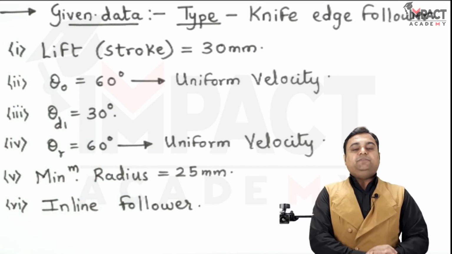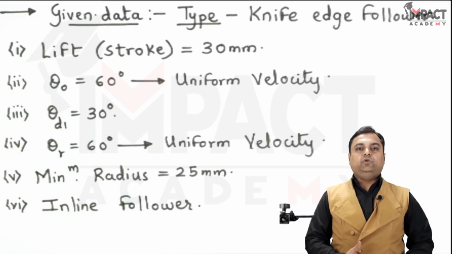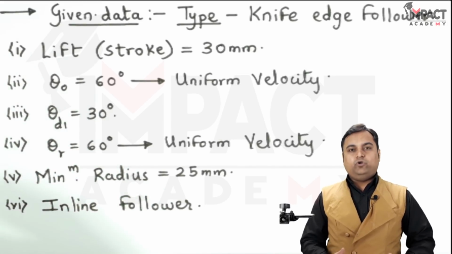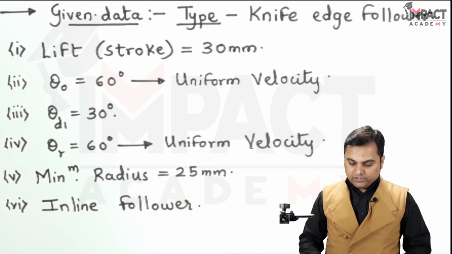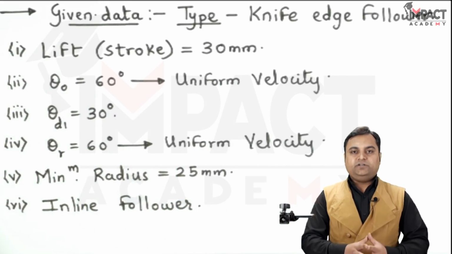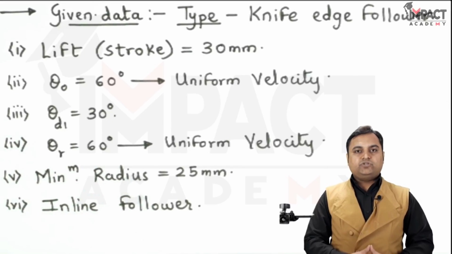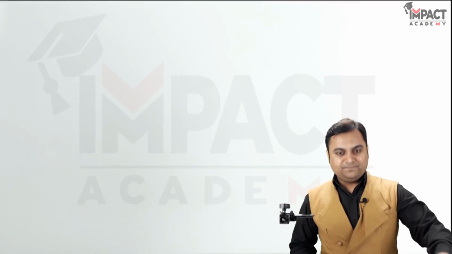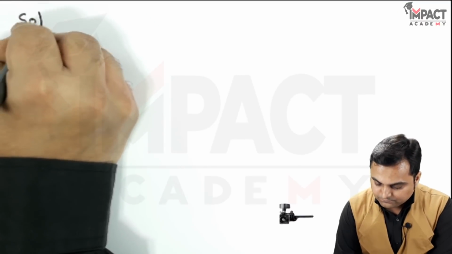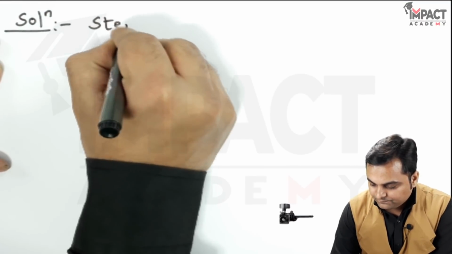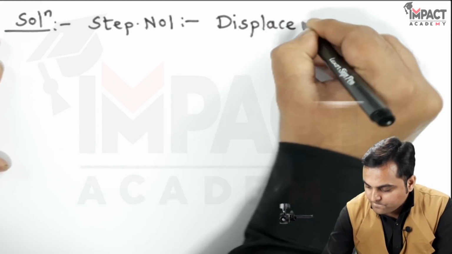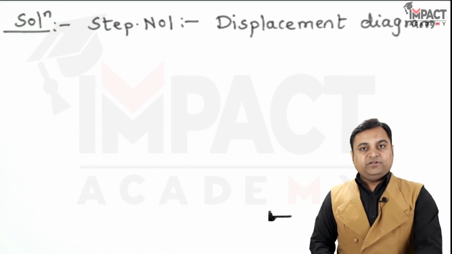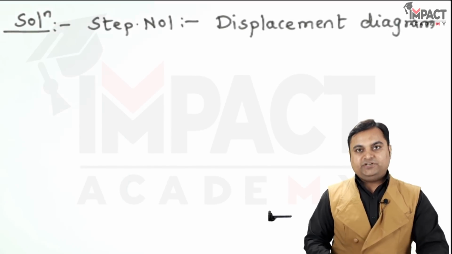Now, in some problems it may even be an offset follower, that is, the axis of the follower and the axis of the cam are not passing through the same line. It can be offset by some distance, so it is also called the offset follower. Now with this data available, we can easily start the problem. In the solution, the first step would be to draw the displacement diagram. Step number 1, displacement diagram. The displacement diagram needs to be drawn considering uniform velocity as mentioned in the problem.